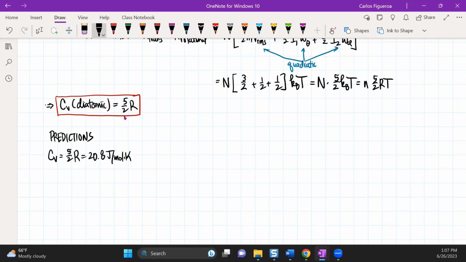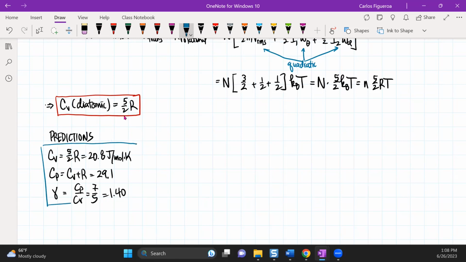If I look at CP, remember it's CV plus R, so this gives you 29.1. And gamma is unitless, so this is Cp over Cv, you get 7/5, which is equal to 1.40. These are the predictions right here. How well does it compare? This right here is our experimental values.